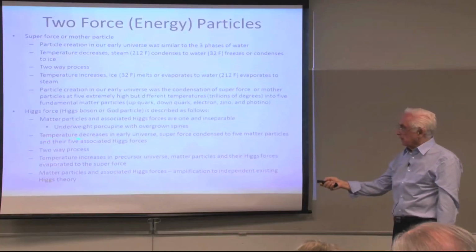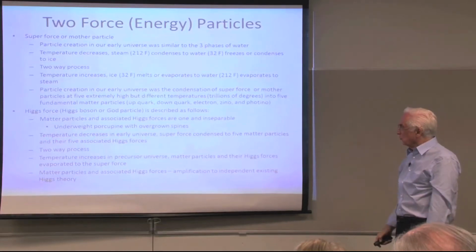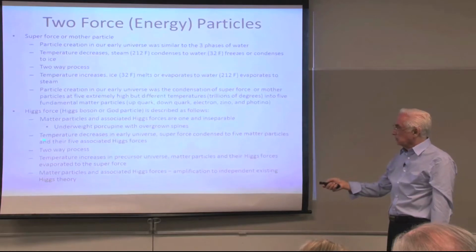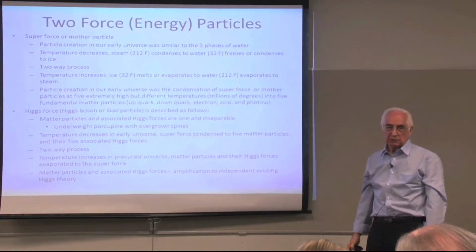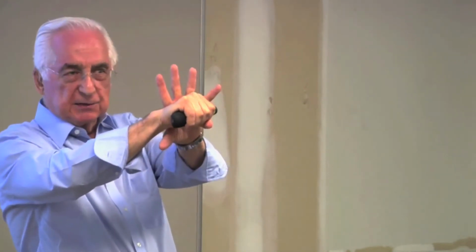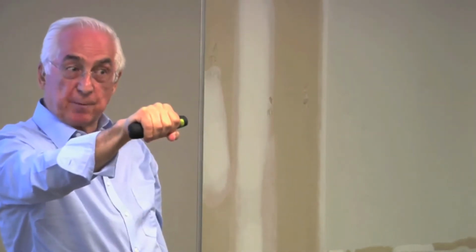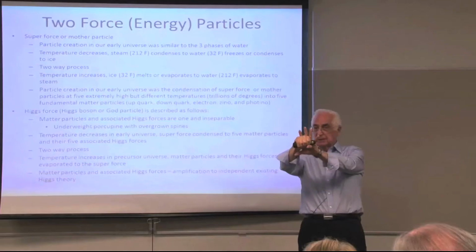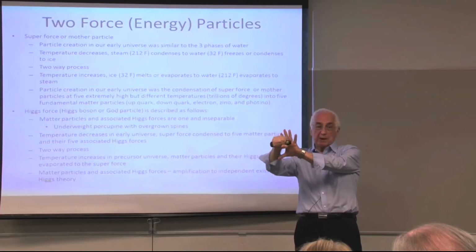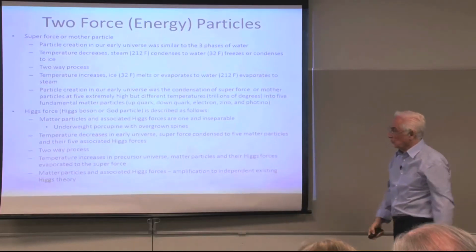So therefore, when the temperature decreased in the early universe, the superforce condensed into 5 matter particles and their 5 associated Higgs forces. So the superforce initially condensed into the up quark matter particle and its Higgs force, into the down quark matter particle and its Higgs force, into the electron matter particle and its Higgs force, into the xeno matter particle and its Higgs force, and into the photino matter particle and its Higgs force.